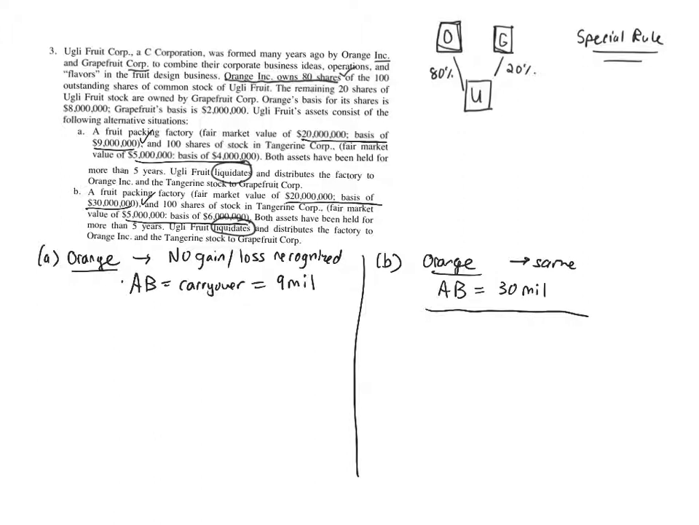We've just done the consequences to orange. Easy. See how easy that was? No gain or loss recognized. You roll over the basis. Easy. Let's do grapefruit.